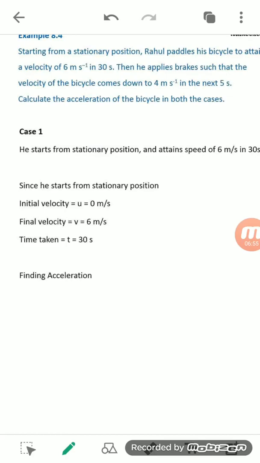Now we will see another one. So if you see here, starting from a stationary position, Rahul paddled his bicycle to attain a velocity of 6 meter per second in 30 seconds. And then he applies brake such that the velocity of the bicycle came down to 4 meter per second in the next 5 seconds. Calculate the acceleration of the bicycle in both the cases.